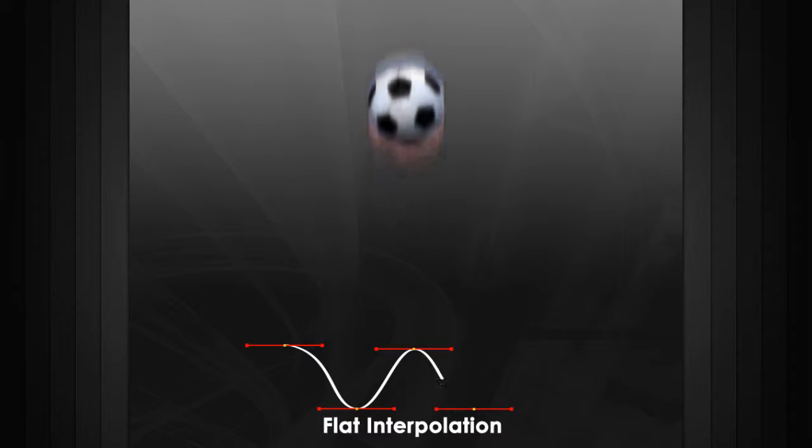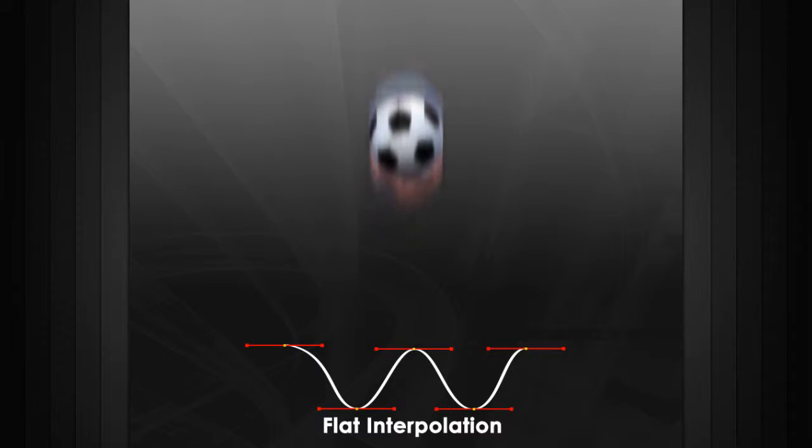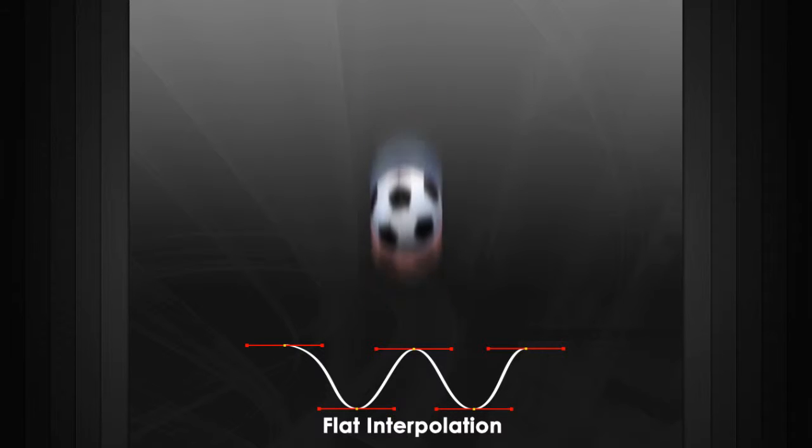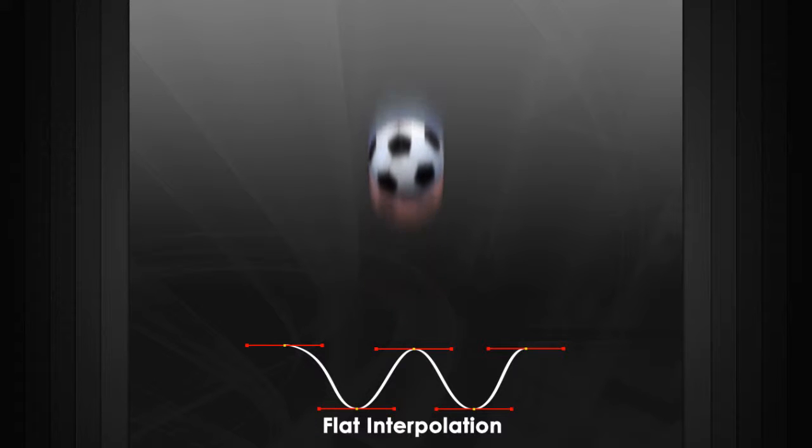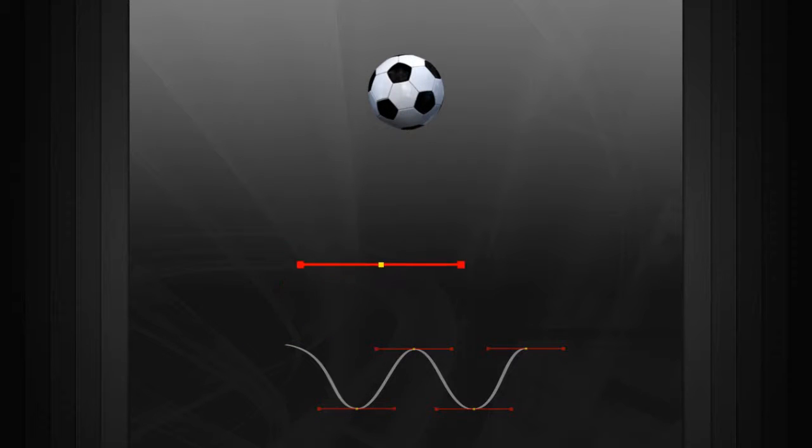The next interpolation type we will look at is flat, which just flattens the tangents. If we play back the animation, we can see that our object sort of hangs wherever we have keyframes. This is because flat tangents make the object slow down as it enters and leaves the keyframe. This results in a short pause while it goes through that keyframe. Flat tangents are good for more controlled, smooth animation.